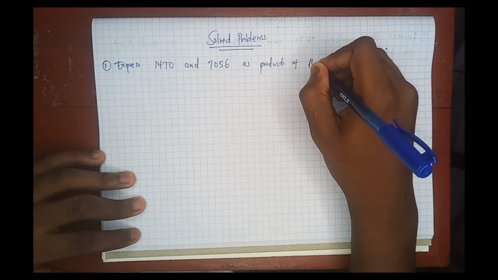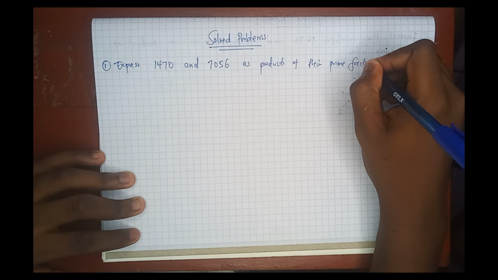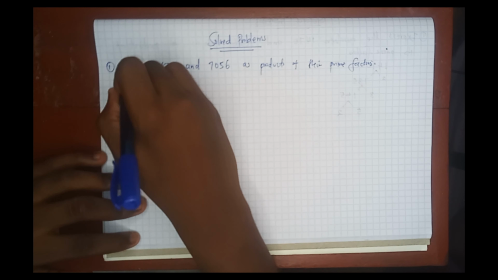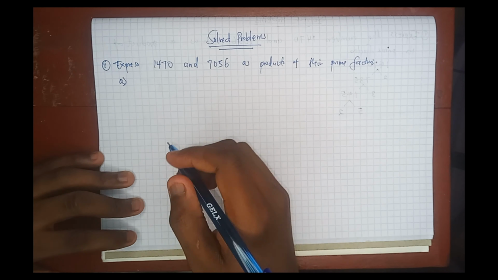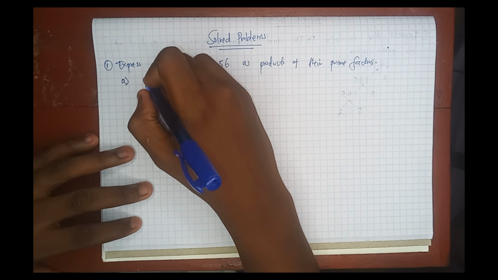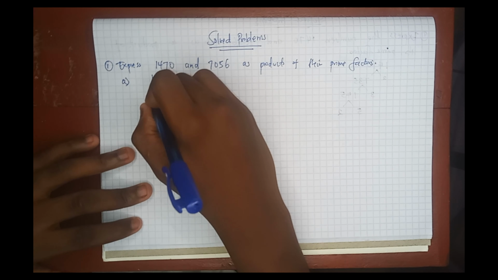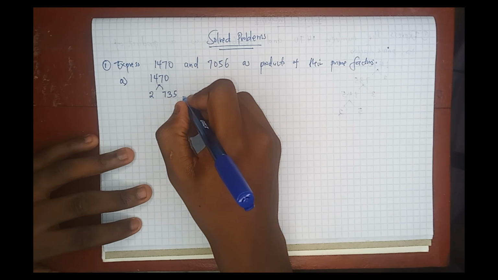of their prime factors. That is part A. And then we'll come to part B. So what you do is just use the tree method. So 2, 7, 35. So check if it's divisible by 3.